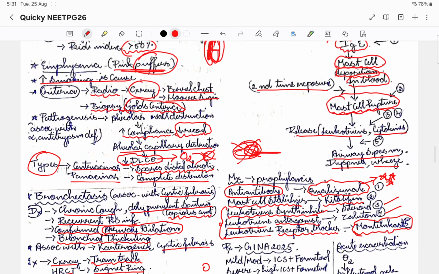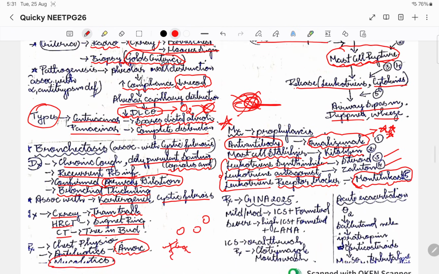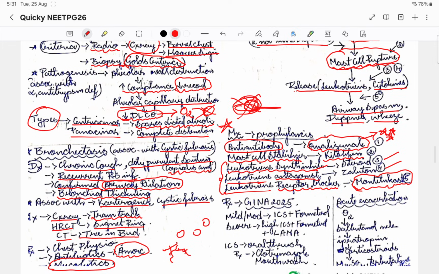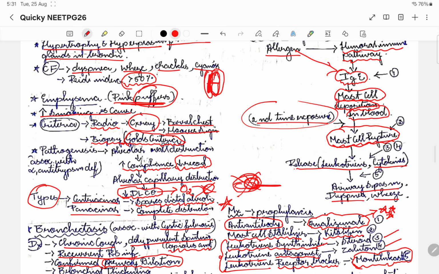This is all the prophylaxis treatment if there is an asthma patient. This is the prophylaxis we can do to avoid all these secondary reactions.